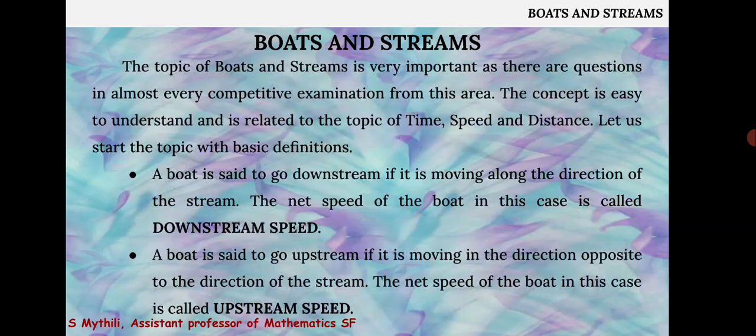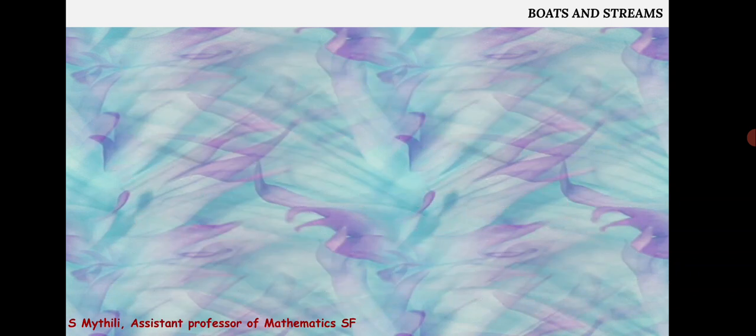So here we have some definitions of downstream speed and upstream speed. A boat is said to go downstream if it is moving along the direction of the stream. The net speed of the boat in this case is called downstream speed. A boat is said to go upstream if it is moving in the direction opposite to the direction of the stream. The net speed of the boat in this case is called upstream speed.